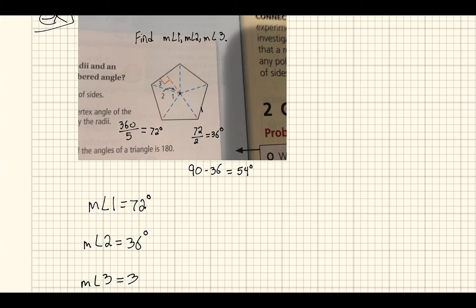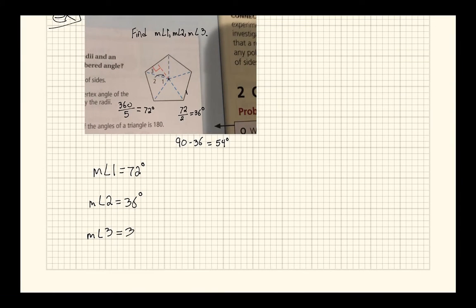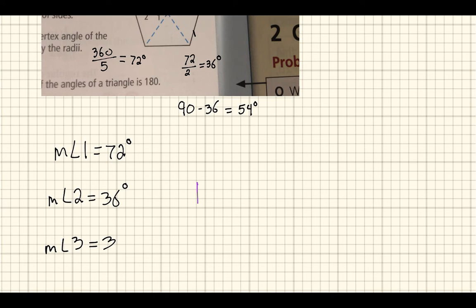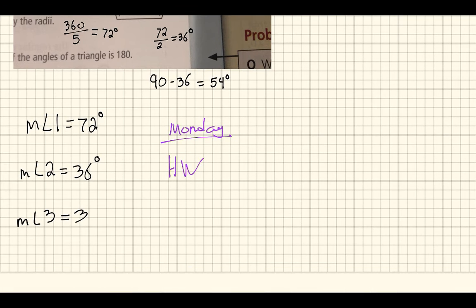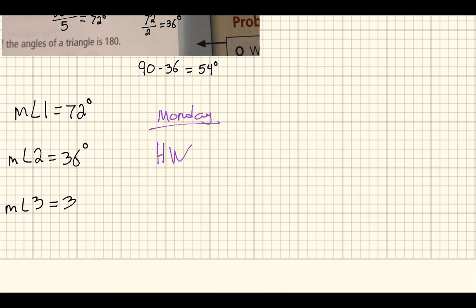Give me 2 seconds to get this homework written down. I should have had this ahead of time. Here we go. So, for Monday's homework assignment, just practice finding these angles in these 3 problems. This is on page 632, and again, I'll have these pages posted. Try numbers 8 through 10.